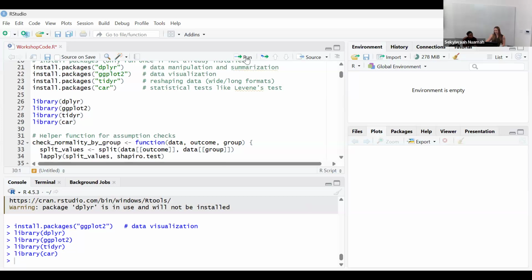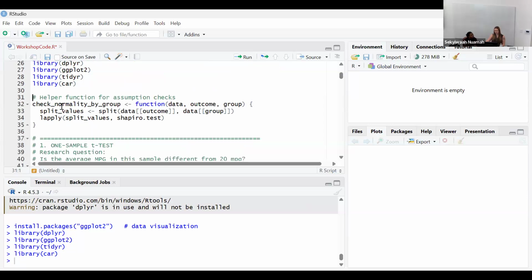And by the way, if you're unfamiliar with R, I should have mentioned this at the beginning, but there are two ways that you can run a line. There's a keyboard shortcut: you can run it by pressing Control Enter on Windows or Command Enter on Mac, I believe. And then you can also run it by clicking this button up here at the top that says Run.